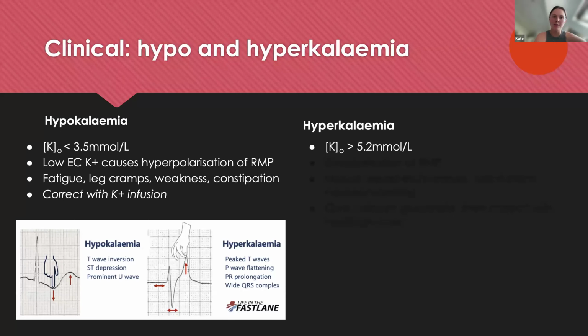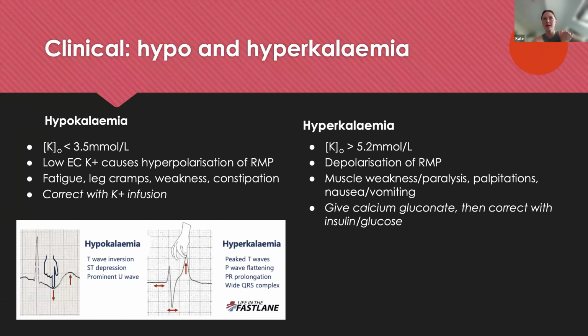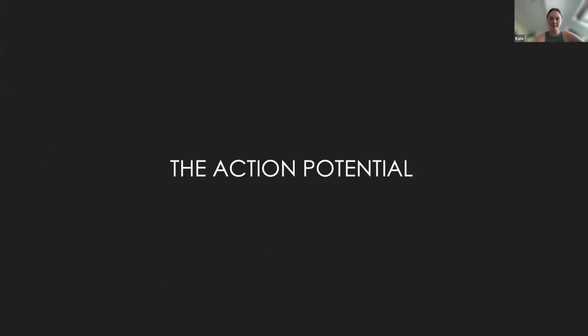And then on the other side of the spectrum, you can have hyperkalemia, which is when the concentration is above 5.2, and you get depolarization of the resting membrane potential, because what we've just been chatting about, the balance of sodium, potassium, and chloride is disrupted when the extracellular potassium is changed. And this presents with muscle weakness, paralysis, palpitations, nausea, and vomiting. And you can correct this with a drug called calcium gluconate, which helps reduce the extracellular potassium back to normal.